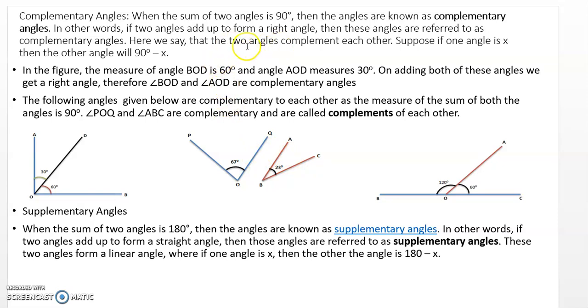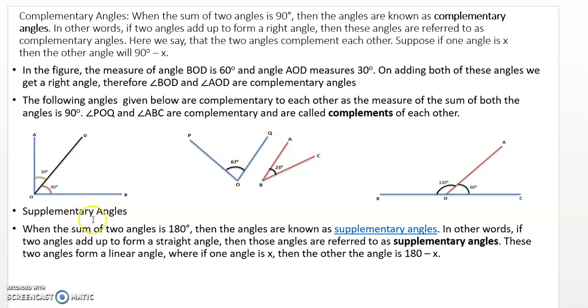Here we say that two angles complement each other. Suppose one angle is x, then the other will be 90 minus x. Now measure of angle, here it is given BOD is 60 degrees, AOD is 30 degrees. On adding this we get a right angle. Therefore BOD and AOD are complementary angles. Now the angles given below are complementary to each other, as the sum of both angles is 90. So POQ and ABC are complementary and are called complements of each other.